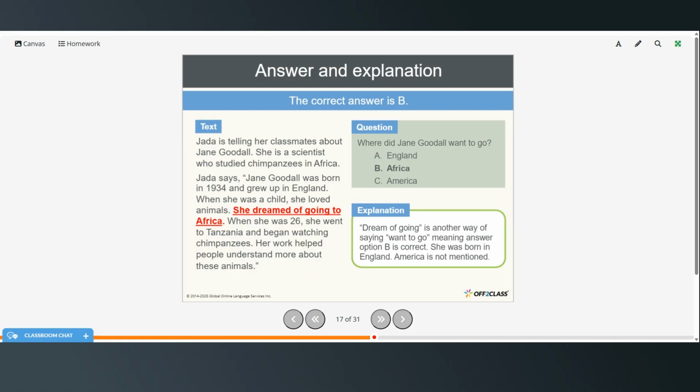So the correct answer is B. Where did Jane Goodall want to go? Africa. And it shows she dreamed of going to Africa. Dream of going is another way of saying want to go, meaning answer B is correct. She was born in England and America is not mentioned.